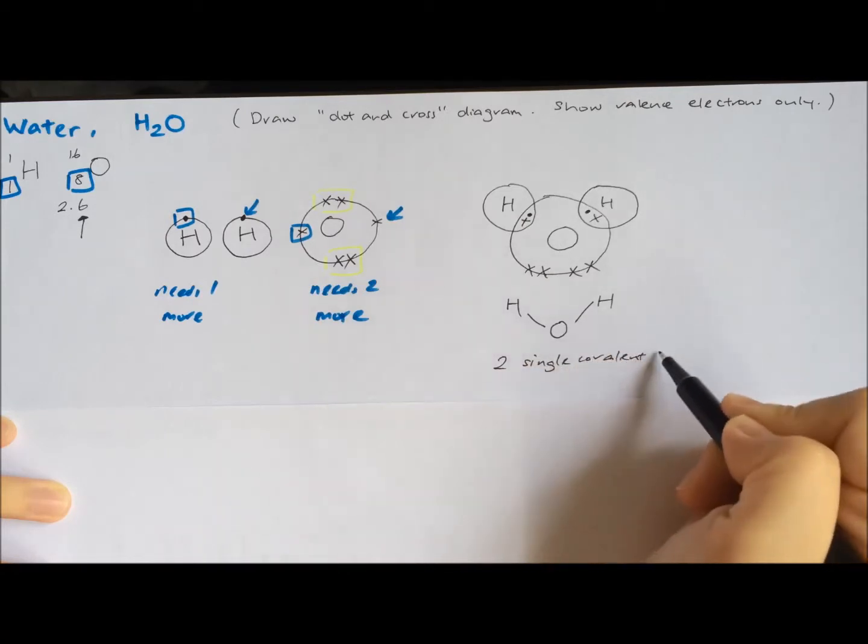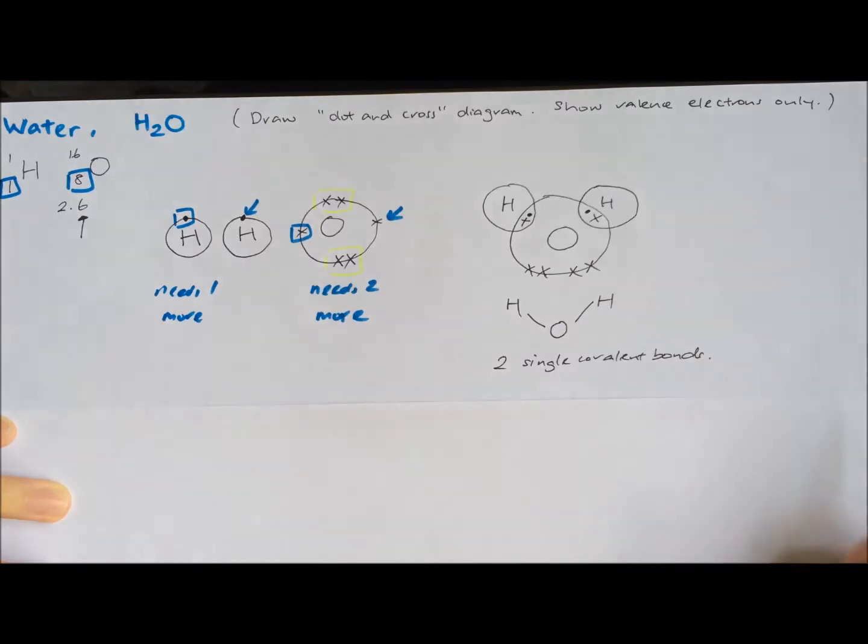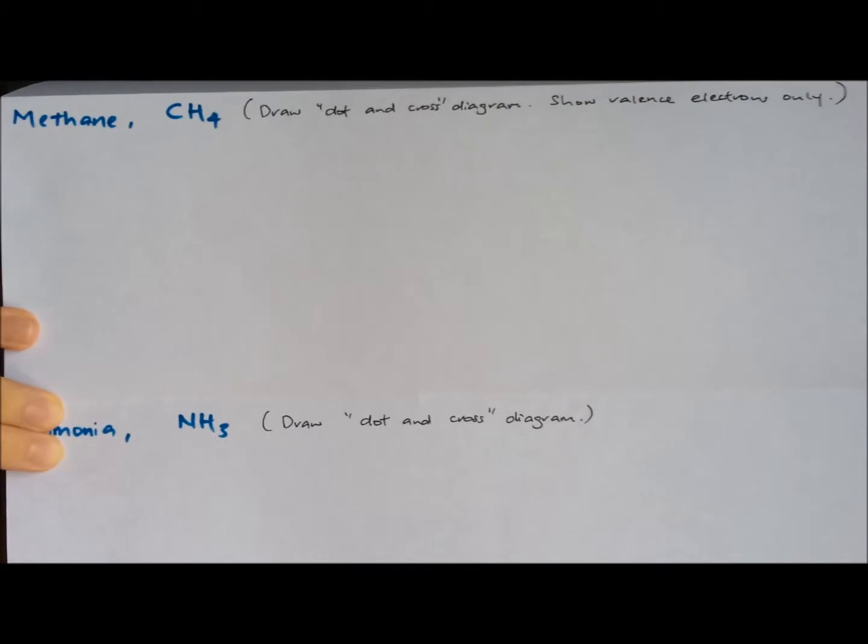So what happens is you have 2 single covalent bonds. 1 dot, 1 cross makes up 1 covalent bond.